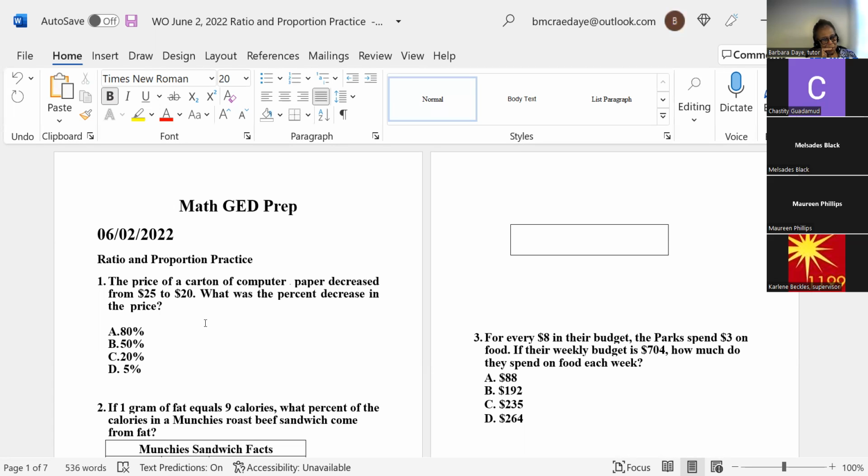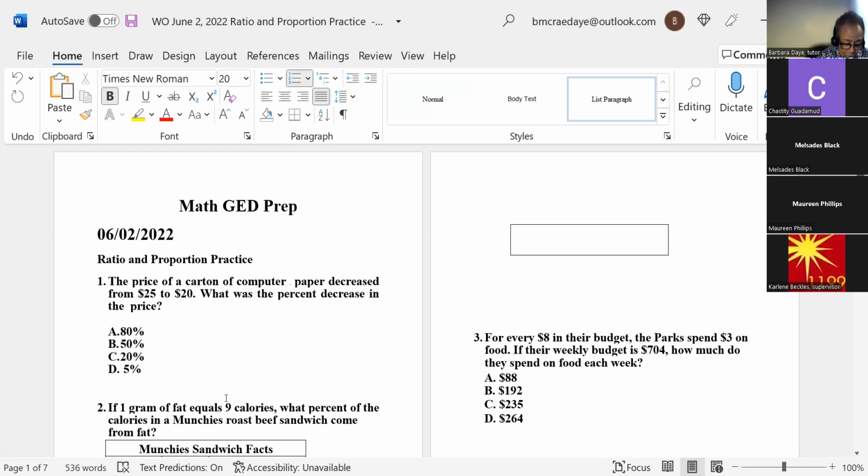You got $25 and it's $20, and it decreased. If it decreased, they only decreased like $5. Yeah, but $5 is not the same as percent. Percent represents part over whole. So the $5 is the decrease, but the decrease is coming from the whole of 25.